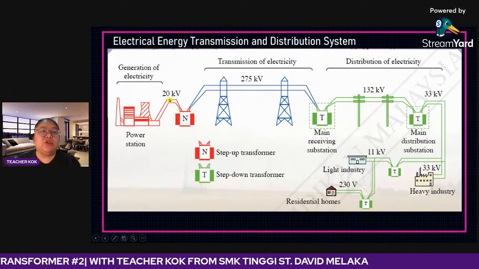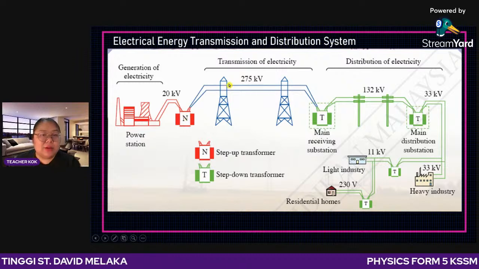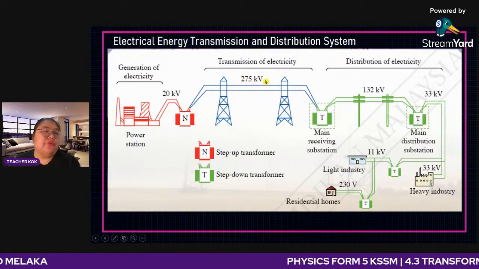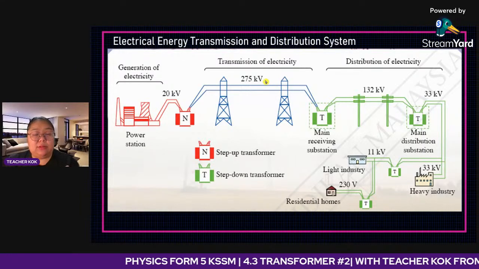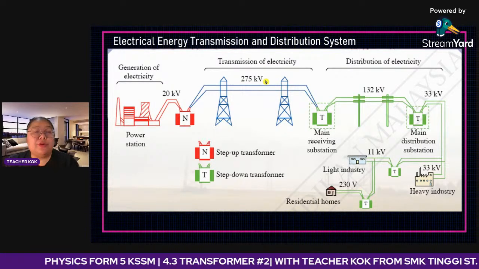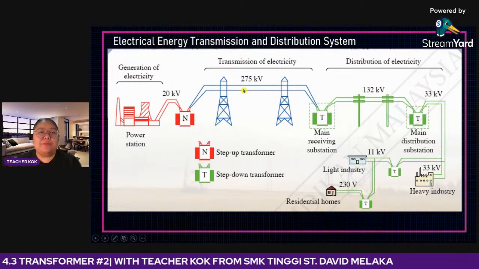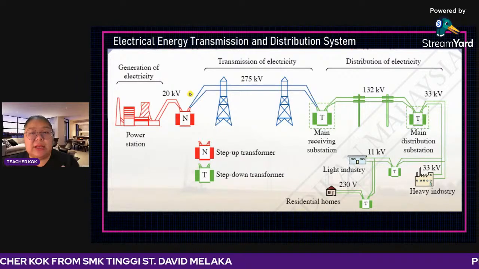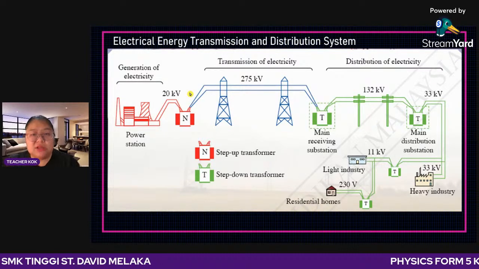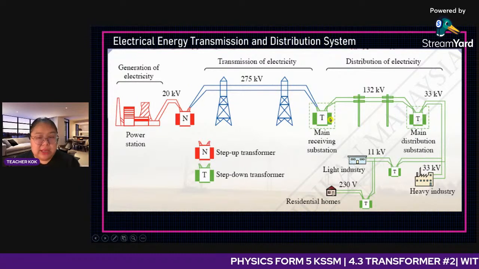Okay, you can see they're using 20 kilovolt. After that, they step up until 27 kilovolt. First, they want to step up. Later I will explain why they want to step up first. After step up, they will send by long distance transmission of electricity, a long distance until the main receiving substation.